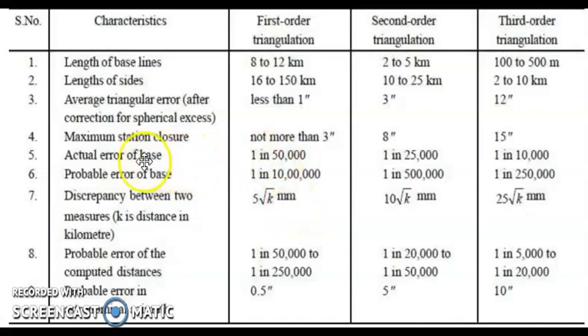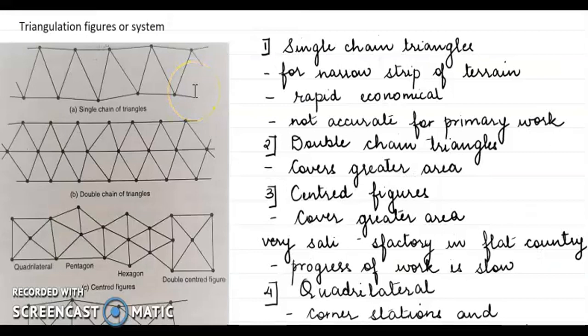Here there is a discrepancy. Actual error of base as per your textbook is around 1 in 3 lakhs. Anyway, for the fifth one, this is inaccurate. Don't take this, take it from the previous part of your video. Discrepancy between two measures will be 5 mm. This textbook says 10 mm. In any case, this is the comparison between the three types of systems to give you the precision in the three systems.